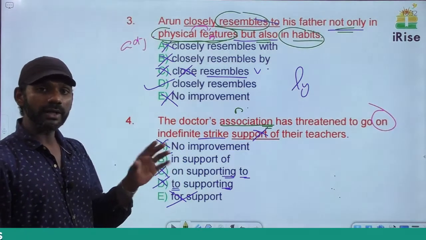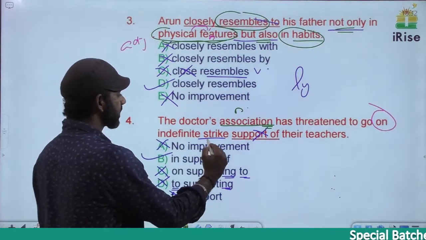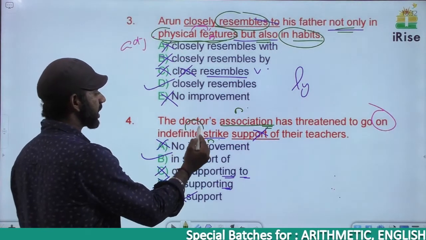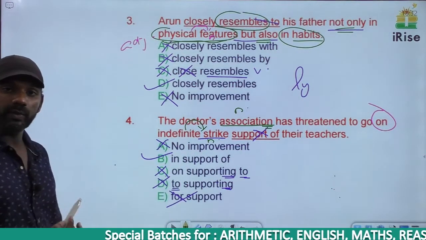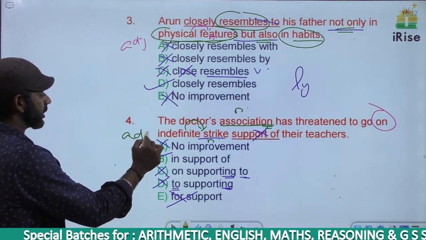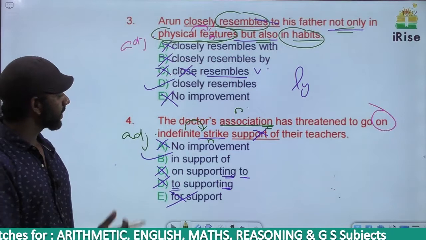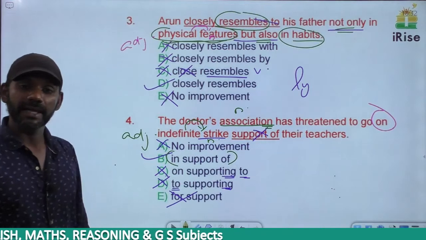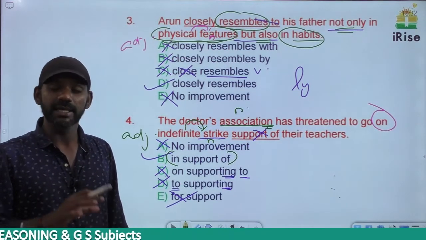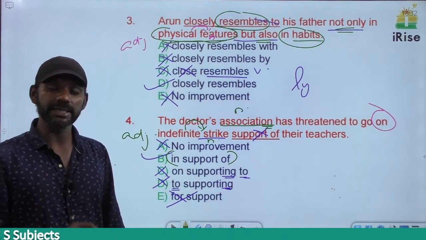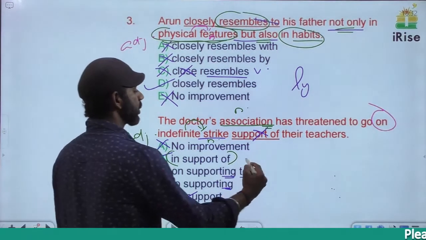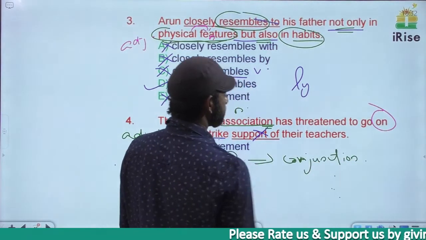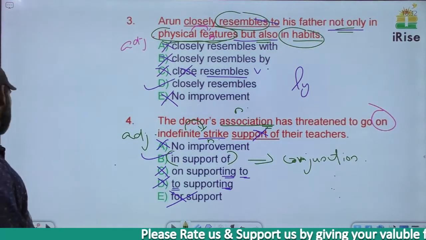Has threatened to go on indefinite strike. Strike is a noun. Indefinite strike means the word indefinite describes strike. Strike is a noun. Any word that describes a noun is called an adjective. So indefinite becomes an adjective. In support of their teachers. In support of is what part of speech? In support of is a support indicator. All indicators are conjunctions. So in support of is a conjunction here. Clear? Come to the next one.